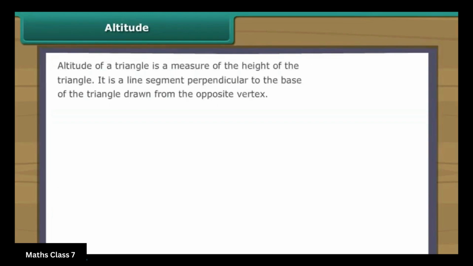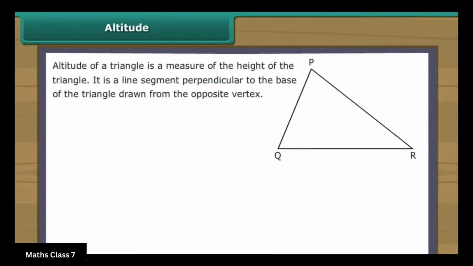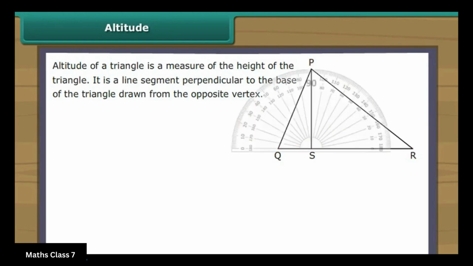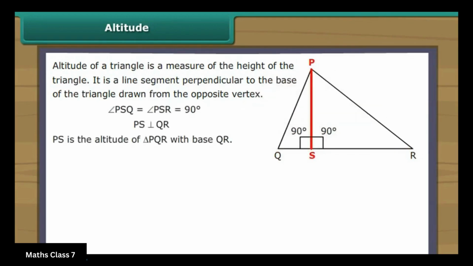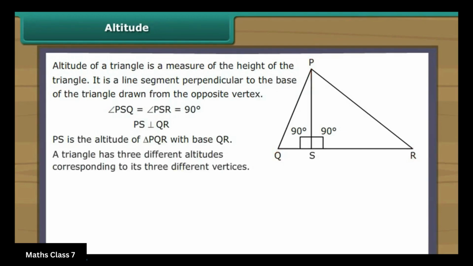Altitude. Altitude of a triangle is a measure of the height of the triangle. It is a line segment perpendicular to the base of the triangle drawn from the opposite vertex. In the figure, line segment PS is a perpendicular drawn from the vertex P to the base QR. It intersects QR at right angles. Therefore, PS is the altitude of the triangle PQR with base QR. A triangle has three different altitudes corresponding to its three different vertices. Let us now take a look at the remaining altitudes.